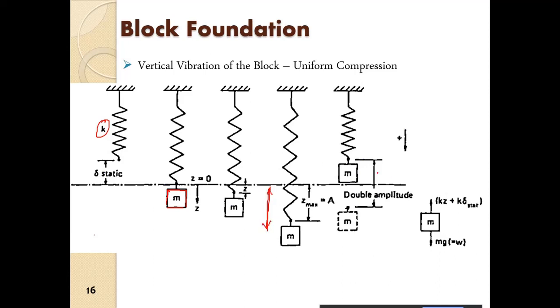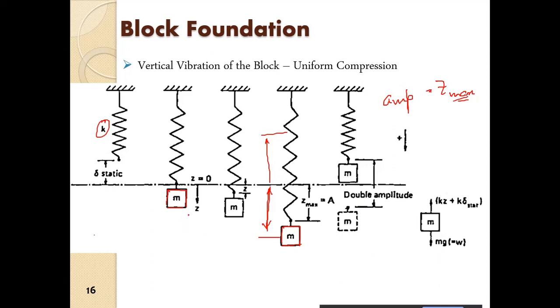So amplitude is z max. So the amplitude of the motion is z max. So that will determine what will be the force acting on the mass at the most distant points. So that is at the amplitude. So similarly there will be another in this way.